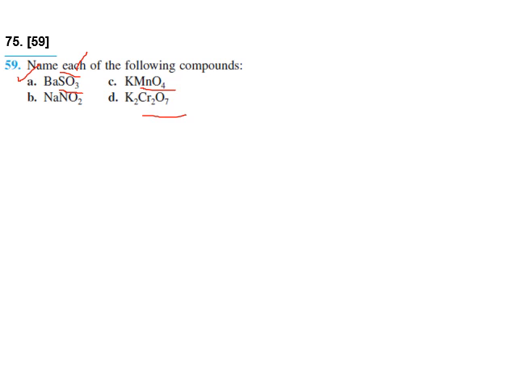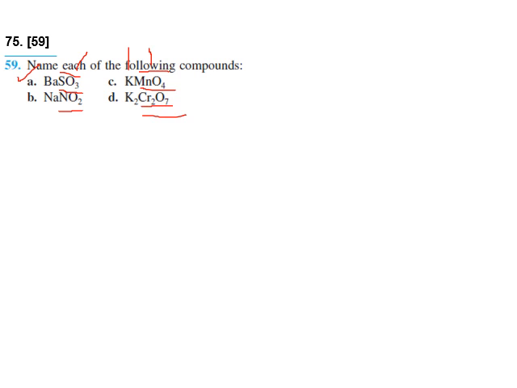B, NO2 is nitrite, NO3 is nitrate. They both have a -1 charge. So this is going to be sodium nitrite. C, do you remember what the MnO4- is? That is permanganate. So this is potassium and this is permanganate. The permanganate ion, it's MnO4-. So this is potassium permanganate. Potassium permanganate.